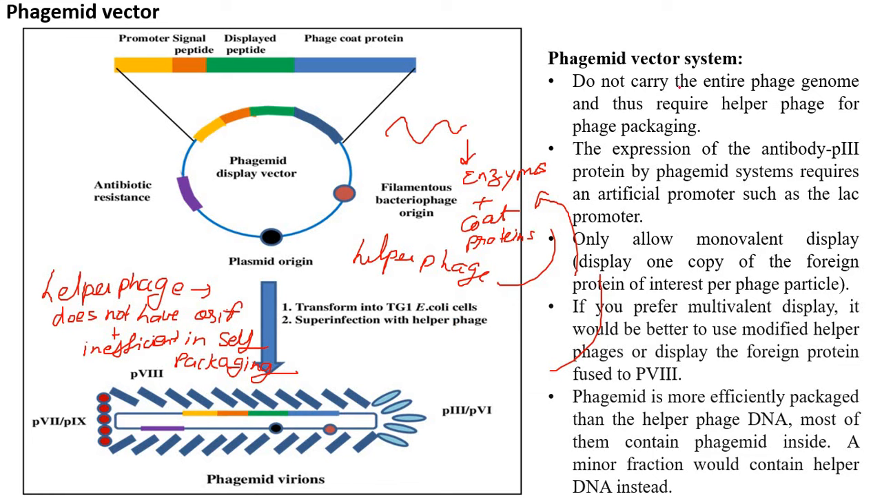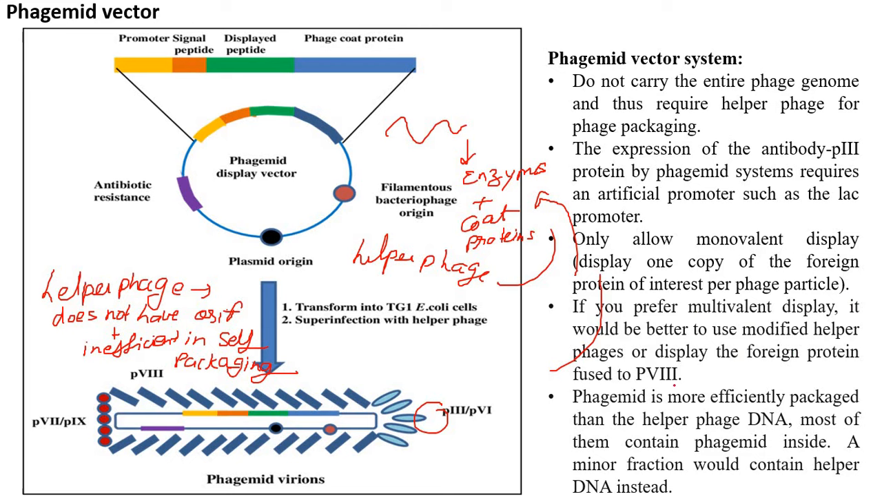Here you can see it doesn't carry the entire phage genome and thus requires the helper phage for the phage packaging. The expression of the antibody P3 protein by the Phagemid system requires an artificial promoter such as the LAC promoter. It will only allow the monovalent display, only the single copy. You will only get the single copy of the protein. If you prefer multivalent copies, then you have to use the P8 protein. You have to fuse your target gene with the P8 gene. If you prefer the multivalent display, it would be better to use the modified helper phages or display the foreign protein fused to the P8 protein.